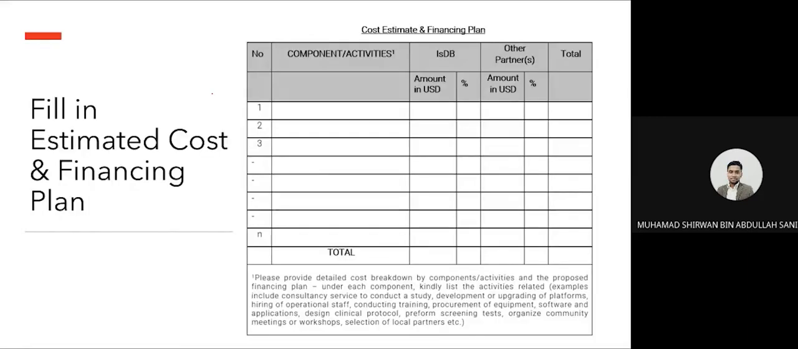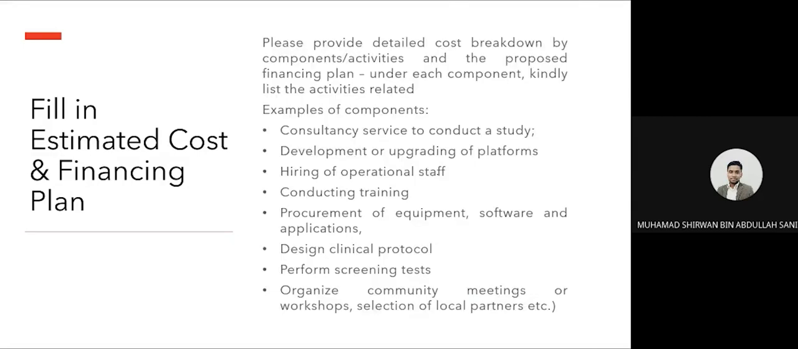Okay, and then you have to fill in the estimated cost and financing plan. This one is the same as what Dr. Nabila shared with you, not much different from ours, but the good thing is they have provided suggestions here at the bottom of the table. They said, what are the activities that need to be filled in? They suggest if you need to do a consultancy service, upgrading a platform, hiring operational staff. So in my case, I hire one postgraduate student to complete the research project, conduct a training.